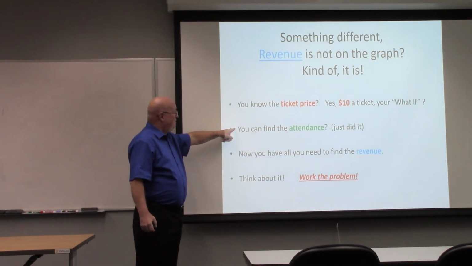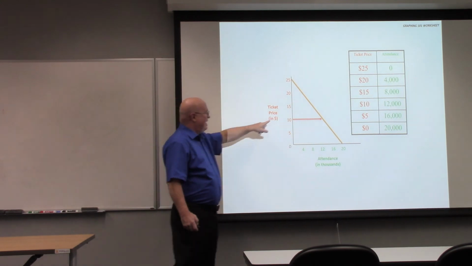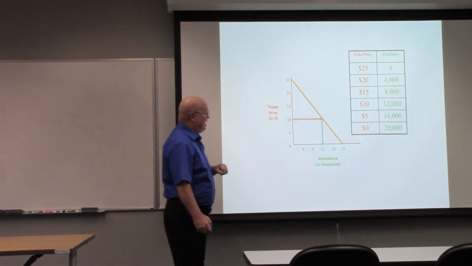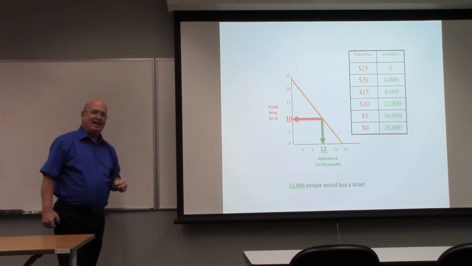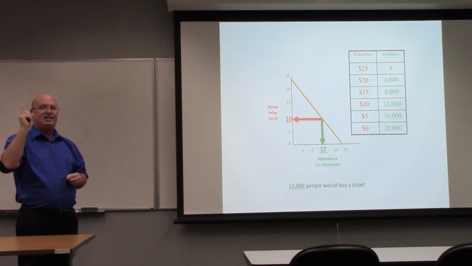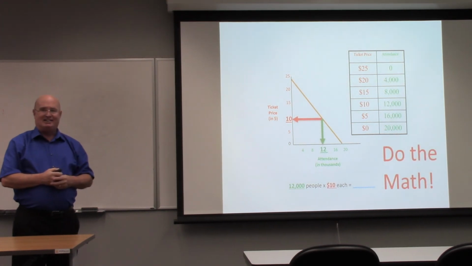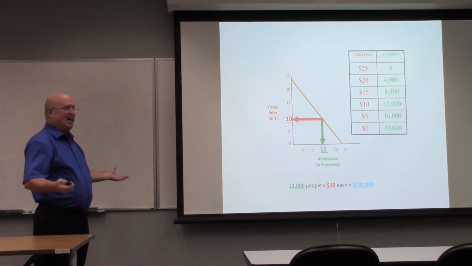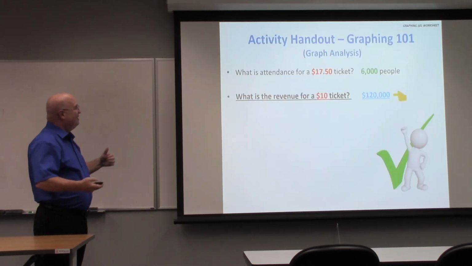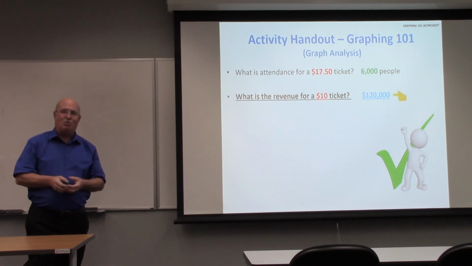So, can we find that attendance? Yeah. So let's look. 10 bucks a ticket, 12,000 people. So 12,000 people are buying a ticket. How much is each and every one of those tickets worth? 10 bucks. So 12,000 times 10, $120,000. So the revenue for a $10 ticket is $120,000.